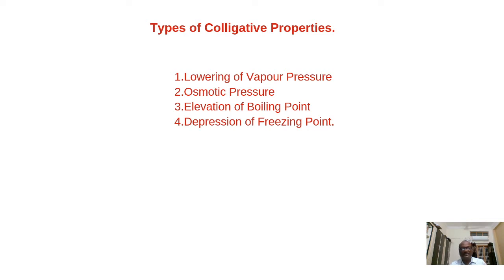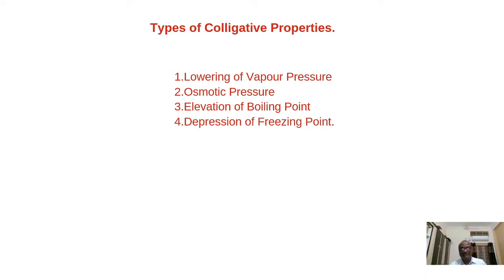Lowering of vapor pressure means the vapor pressure becomes lower than in the first case. The first case is when the solvent is present in pure state. What is the second state? The second state is when in that solvent we dissolve a non-volatile solute. If you dissolve a non-volatile solute in that solvent, what happens? The vapor pressure of that solvent decreases. That is the first case. Osmotic pressure we will discuss later. The remaining can be easily understood.